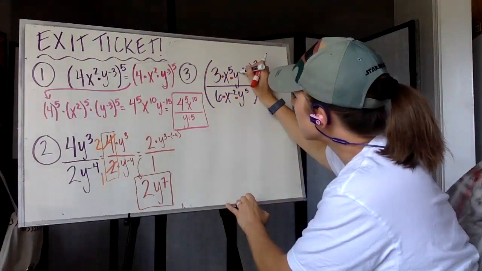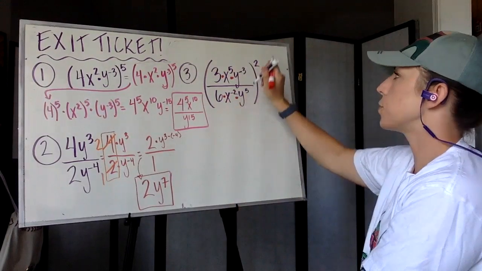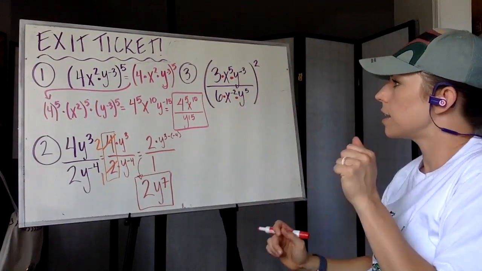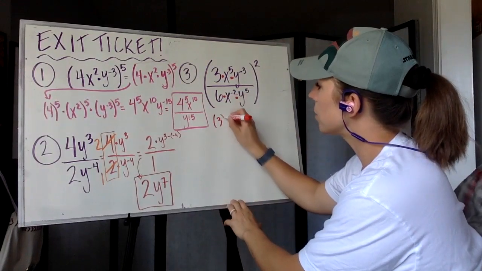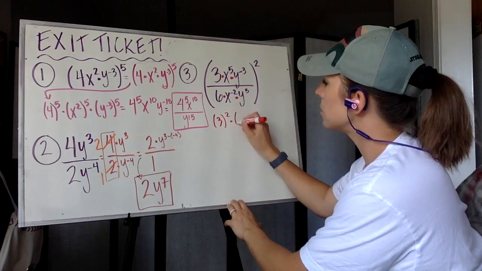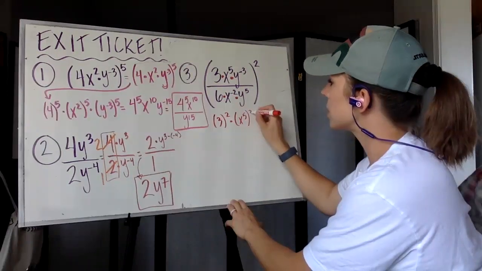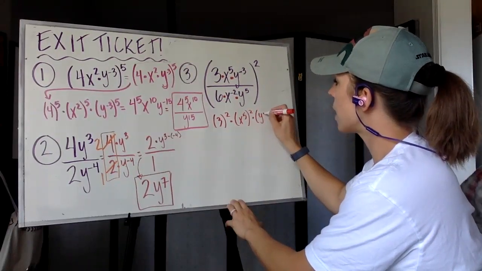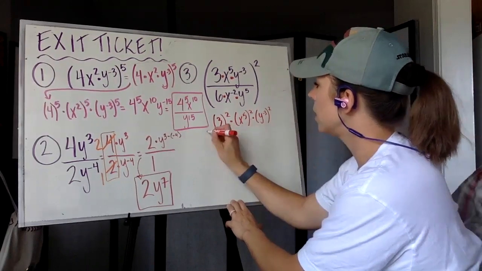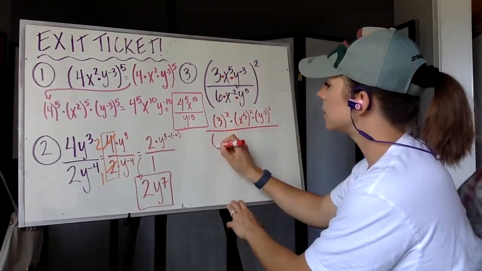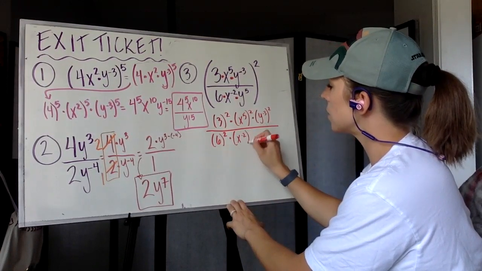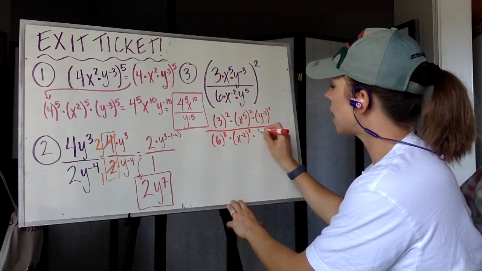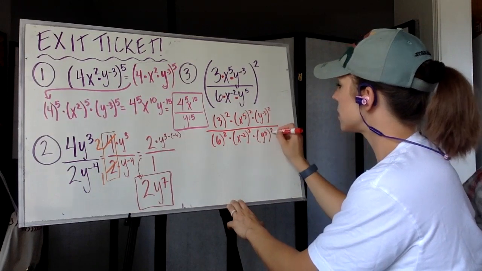In the numerator, in the denominator, 6x to the negative 2 and y to the 5th all gets raised to the second power. Here we go. All right, in the numerator, we have 3 raised to the second power times x to the 5th raised to the second power times y to the negative 3rd to the second power. In the denominator, 6 to the second power times x to the negative 2 to the second power times y to the 5th to the second power.